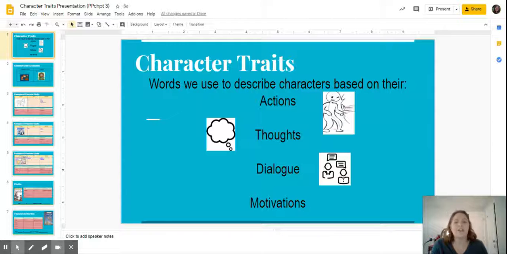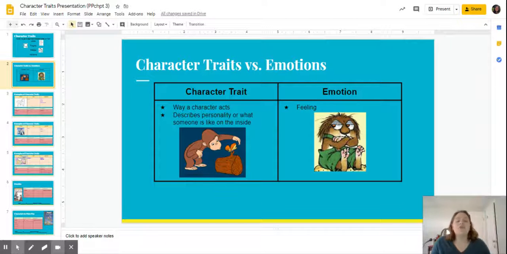Now, a character trait is a word or words we use to describe characters based on their actions, things that they do, their thoughts, things that they're thinking, their dialogue, what they say, and their motivations, why they're doing something. A character trait is different than an emotion. A character trait, we have to think of how does the character act and think of a word that would describe why or how they're acting. It describes someone's personality or what they're like on the inside.